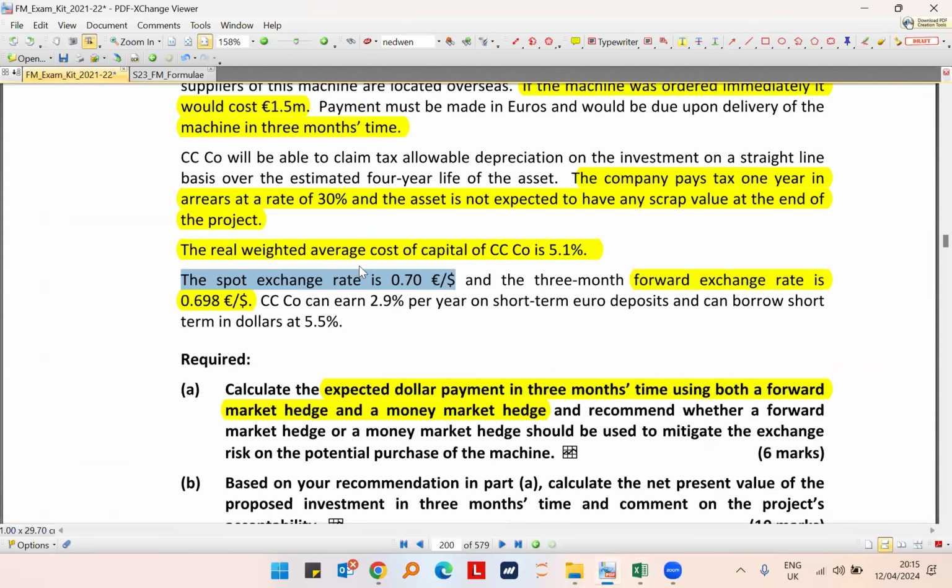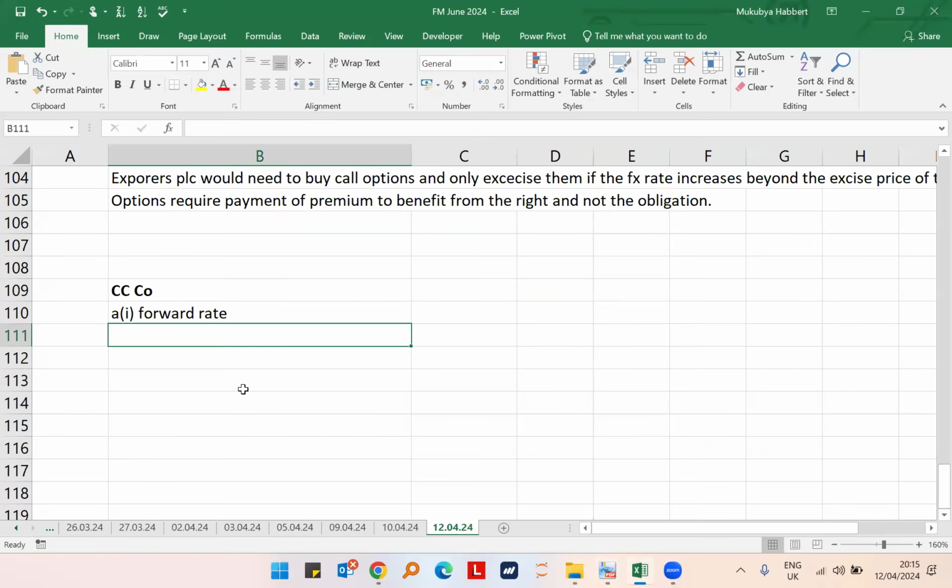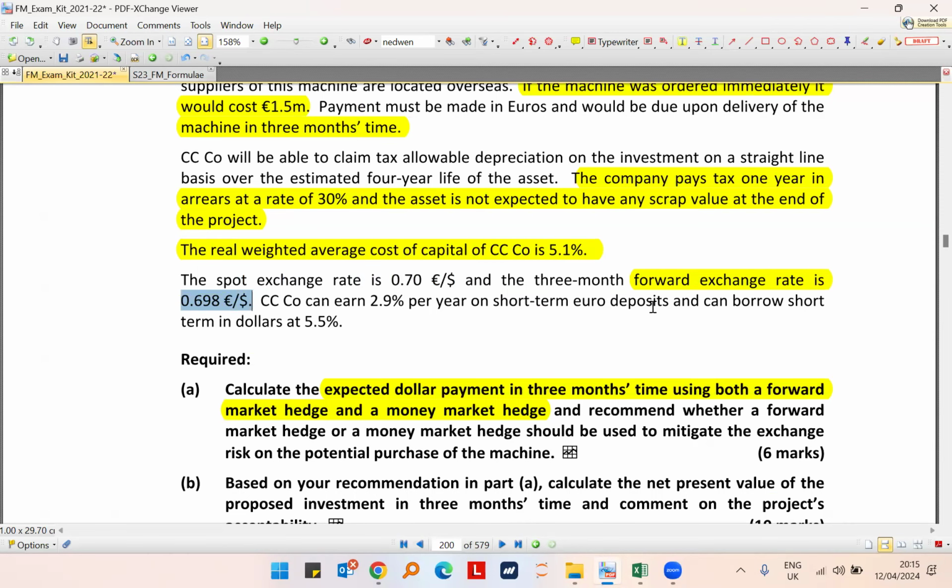So we don't need the spot for the forward rate because we already have the forward rate. So let us bring the forward rate. The forward rate is 0.698, and this is a 3-month forward rate.